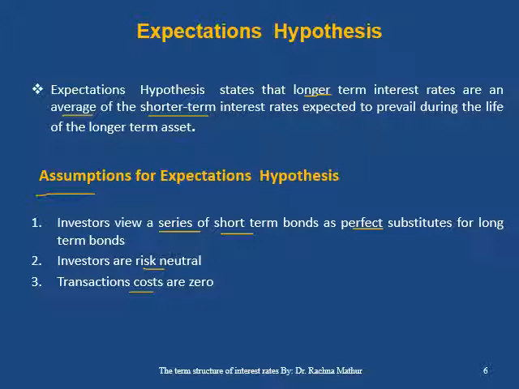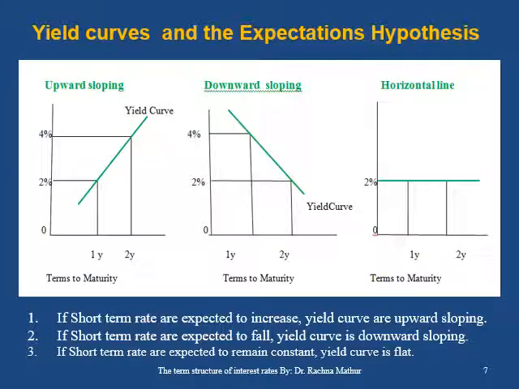Expectation hypothesis assumes that the cost of buying a 2-year bond is exactly the same as that of buying a series of 1-year bonds. Let us see the shape of the yield curves for expectation hypothesis. If the short-term rates are expected to increase, the yield curve is upward sloping. So we can see here for the first year the rate of interest is 2% and for the second year the rate of interest increased to 4%. Therefore the yield curve is upward sloping.